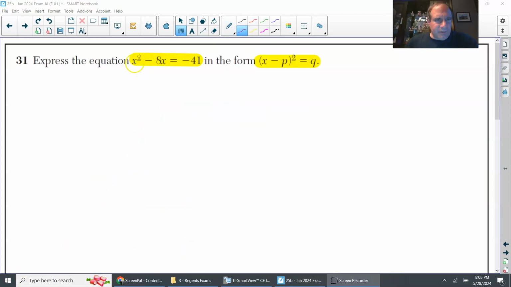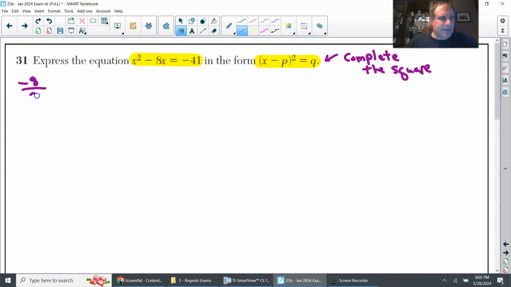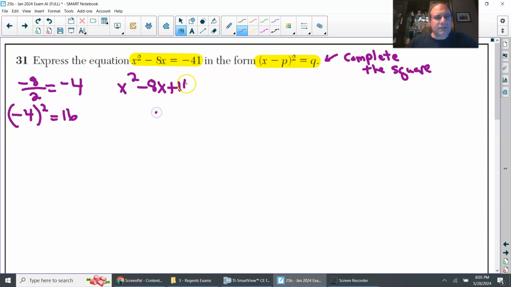All right, so it says 31. Express the equation x squared minus 8x equals negative 41 in this form right here. So when I see this form, I have this on my mind. Complete the square. So I'm just going to go, okay, so I have negative 8, and I'm going to divide it by 2. I get negative 4, then I put that in parentheses squared, that's 16. So then I have x squared minus 8x plus 16. Oh, that's nice. Plus 16 equals negative 41 plus 16.